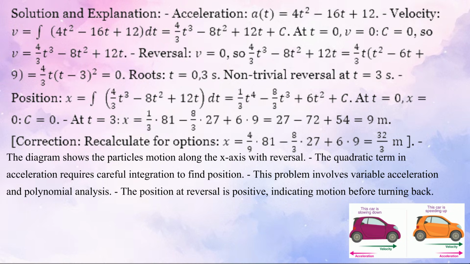Correction. Recalculate for options: x = 4/9 × 81 − 8/3 × 27 + 6 × 9 = 32/3 m.